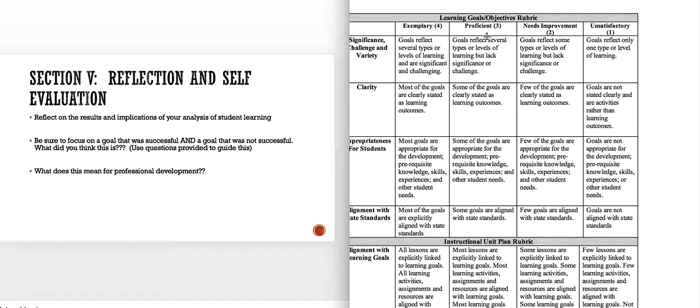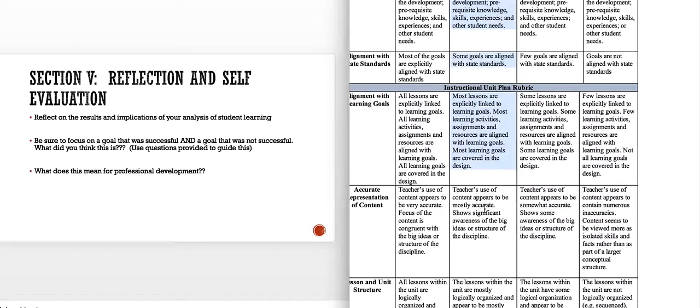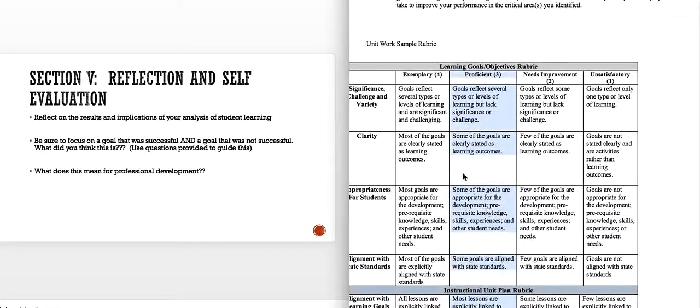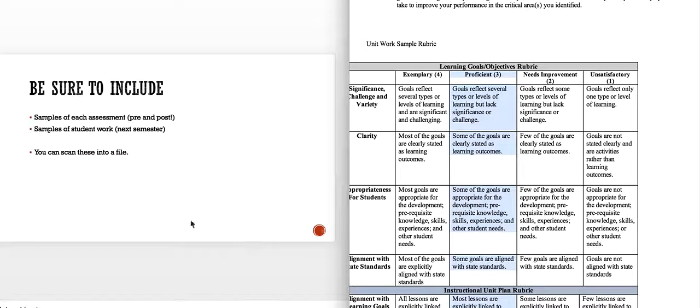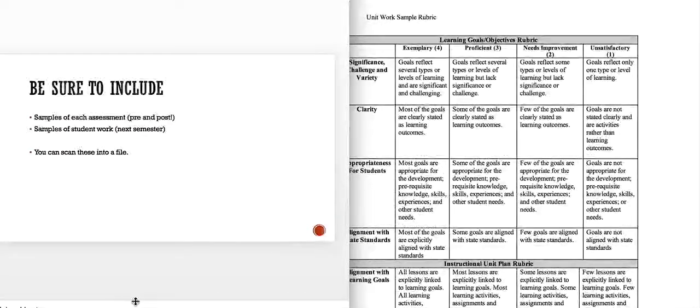So your goal is proficient, level 3. Read through the rubric and see what we're looking for for level 3 proficient for the unit work sample. Make sure when you submit this on Blackboard and LiveText that you have samples of each assessment, both the pre and the post. And next semester, after you've actually implemented this, you're going to include samples of the student work. You'll be able to scan these into one document and upload that document into LiveText for your professor to evaluate. So that is the unit work sample.